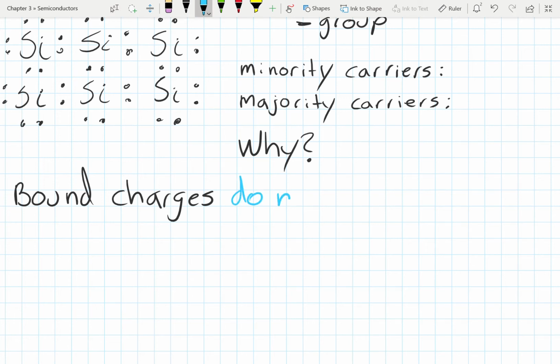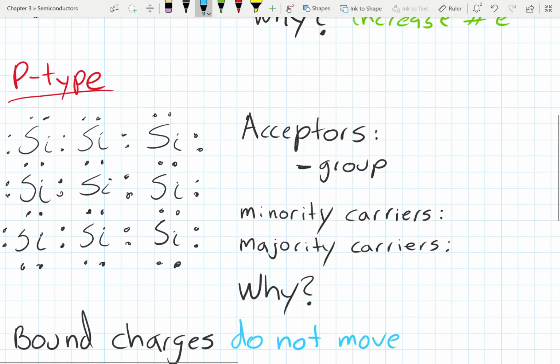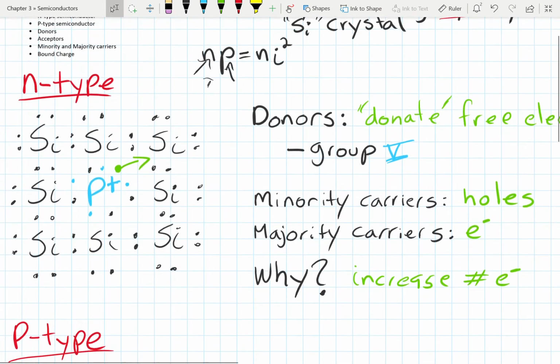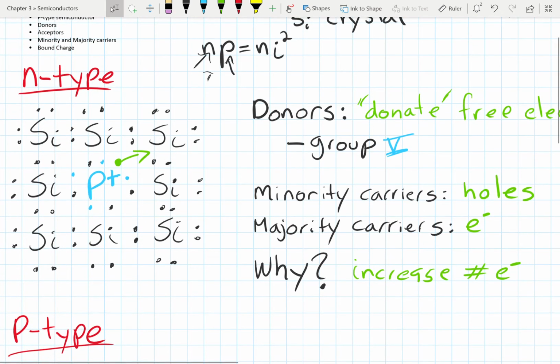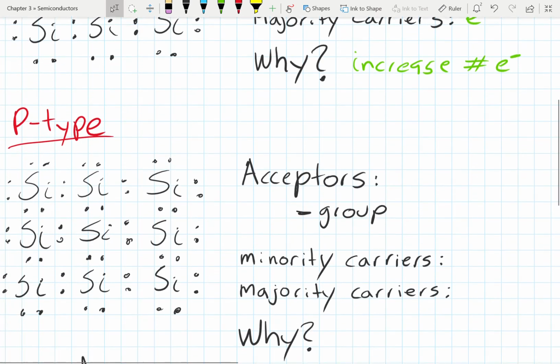do not move. So the other charges, electrons and holes, move around the crystal. They're free to move around the crystal. But this bound charge, which is what the phosphorus ends up being, will not move. It's a positive charge that will not move. And this is going to be important when we talk about p-n junctions a few videos later.